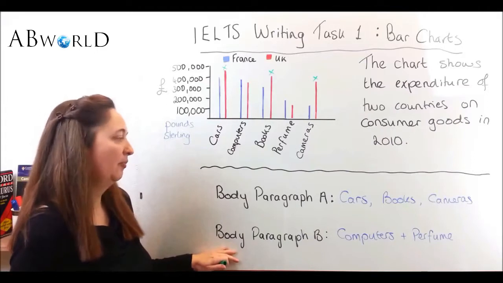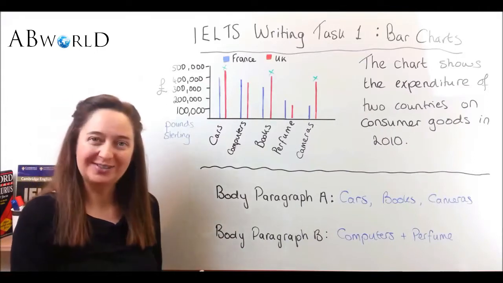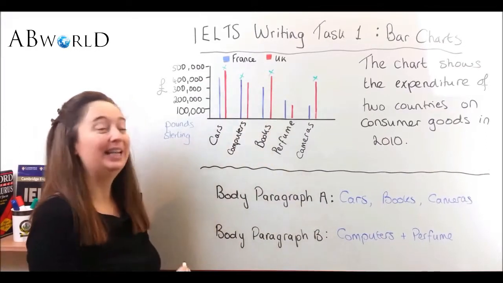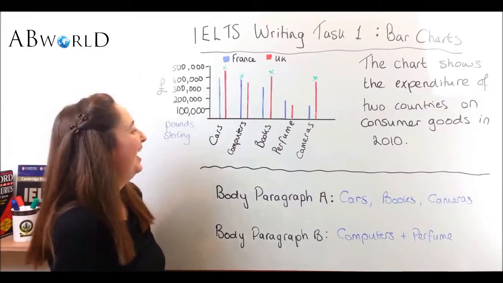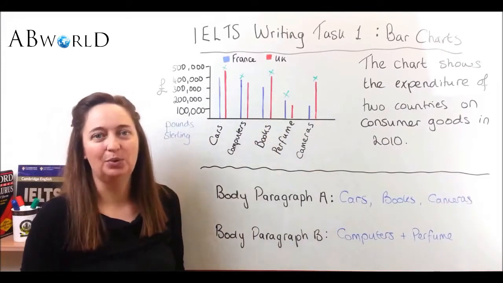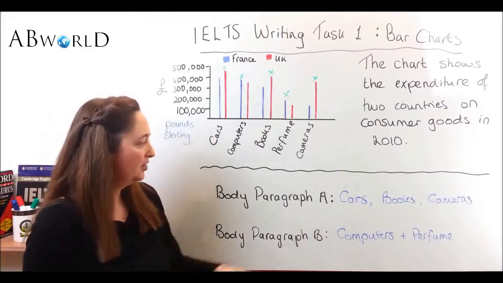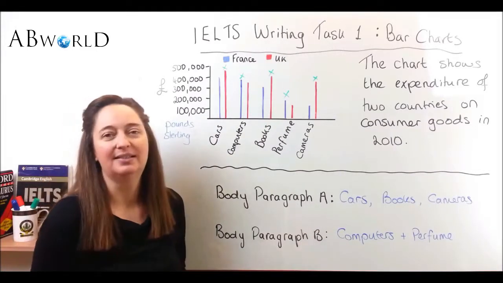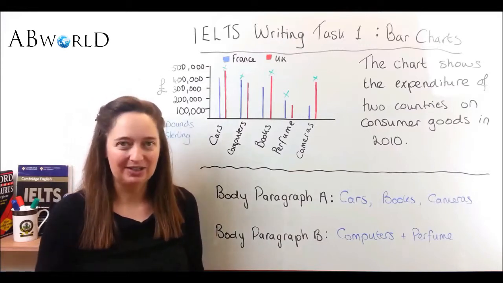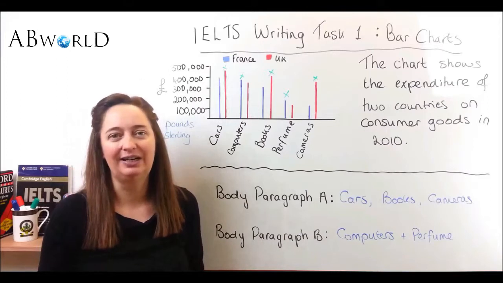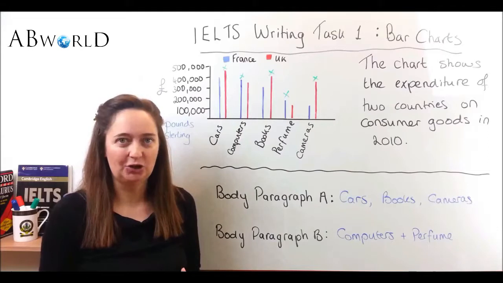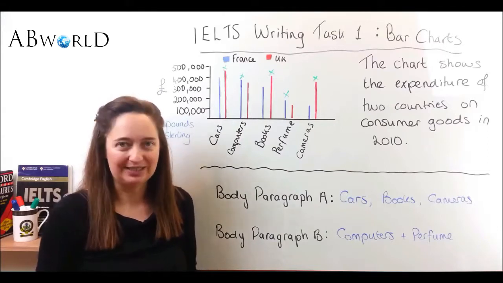And for body paragraph B, we have the reverse. So you can see that computers, France spent more than England, UK. And perfume, you can see again that France spent more than the UK on perfume. So that is the other way to organise it. Which one is better? They are both very good. They will both give you a band score 9 for organisation. The most important thing is that it's logical and easy to follow for the reader.